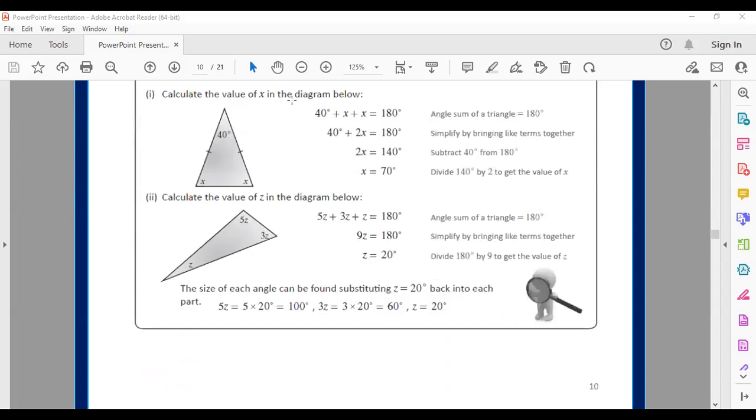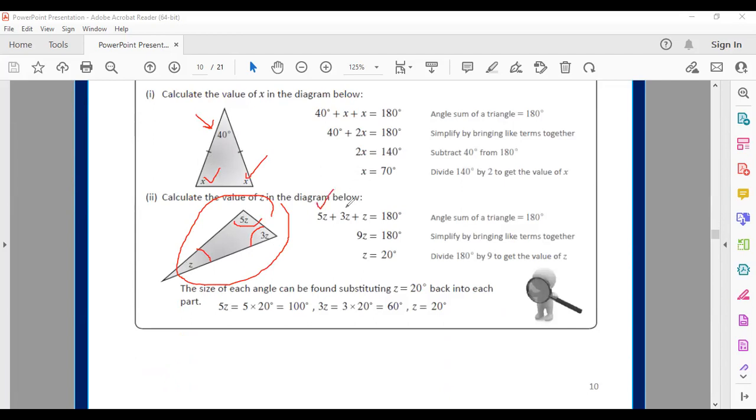Now look here. Sometimes they give you XX. Don't get confused. This is an isosceles triangle. That means X and X are the same. Now, how about this? This is 5Z, this is 3Z, and this is Z. Don't you remember linear equations, guys?